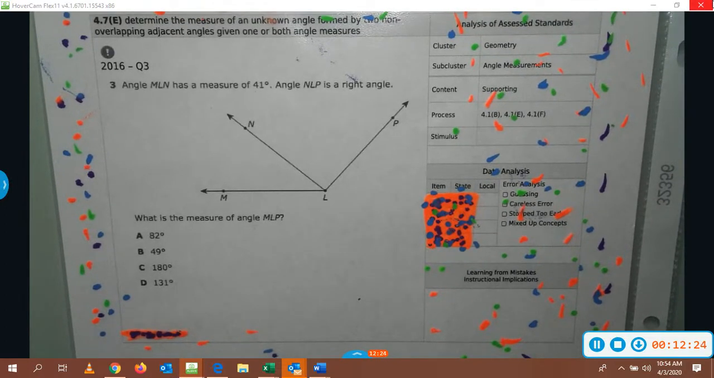So, our pop question for today. This was question number 3 on the 2016 STAR test. Angle MLN has a measure of 41 degrees. Angle NLP is a right angle. What is the measure of angle MLP? Your answer choices are A, 82 degrees, B, 49 degrees, C, 180 degrees, D, 130 degrees, E, 31 degrees, I'm sorry.